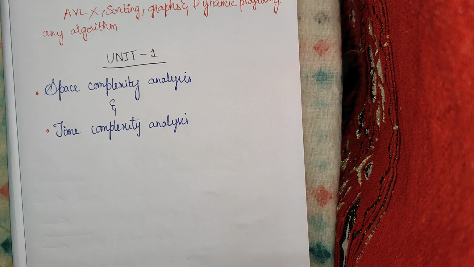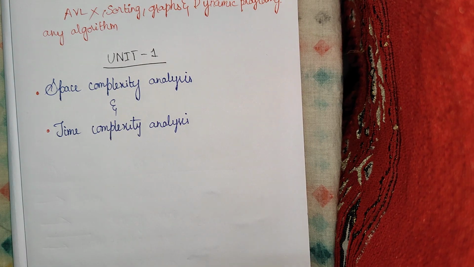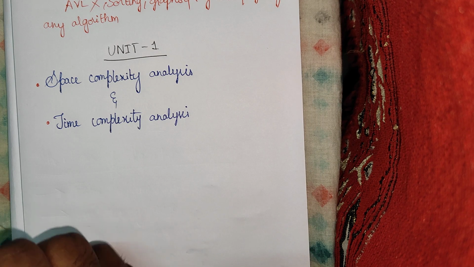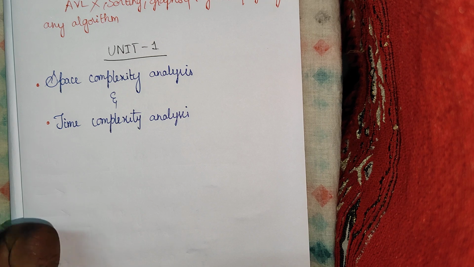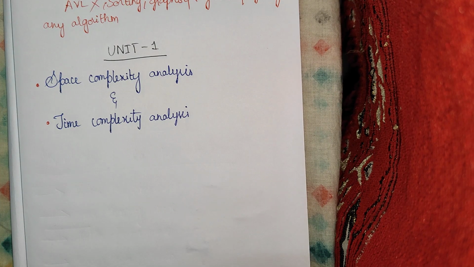Before explaining anything, ask yourself one question. Suppose two software engineers write two different programs. Both programs give the correct answer. So you have to choose which one is better. Can we say both are equal? No, because the correct answer alone is not enough. The program should be fast, efficient, and use less memory. That is why we analyze algorithms.